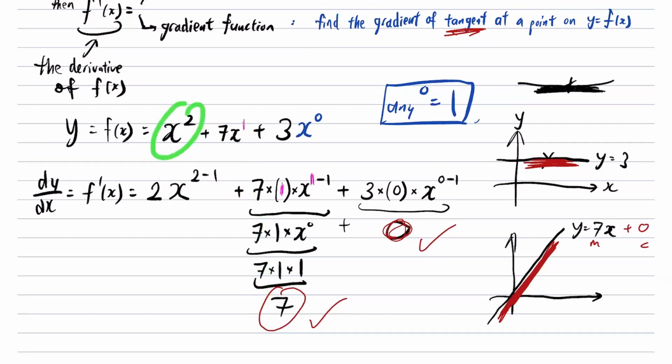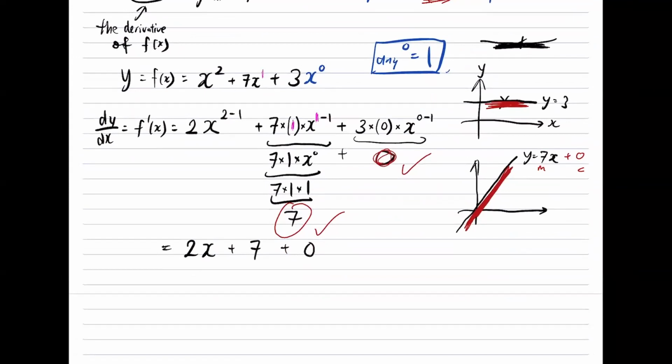Now this one, no choice. There's no intuition behind it. x squared must really follow this weird procedure: bring down the old power, minus 1 to get the new power. And then this becomes 2x power 1 plus 7 plus 0. Okay. So now let's say we draw the graph of x squared plus 7x.